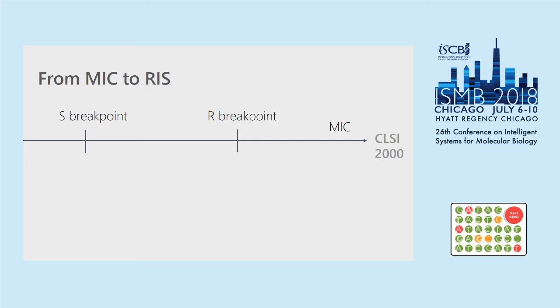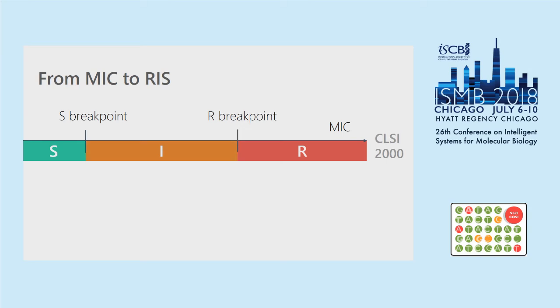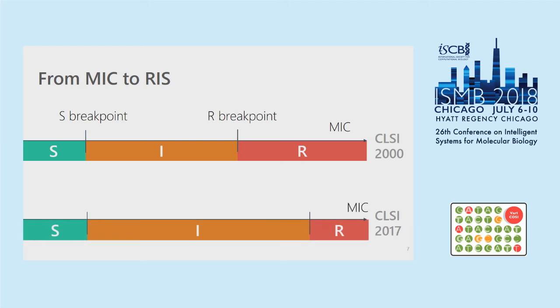So the criteria gives us a set of breakpoints, the resistant breakpoint and the susceptible breakpoint. Any MIC greater than the R breakpoint will be classified as resistant, and those lesser than the S breakpoint will be classified as susceptible. Anything that falls in between will be classified as intermediate. However, those criteria change over the years.